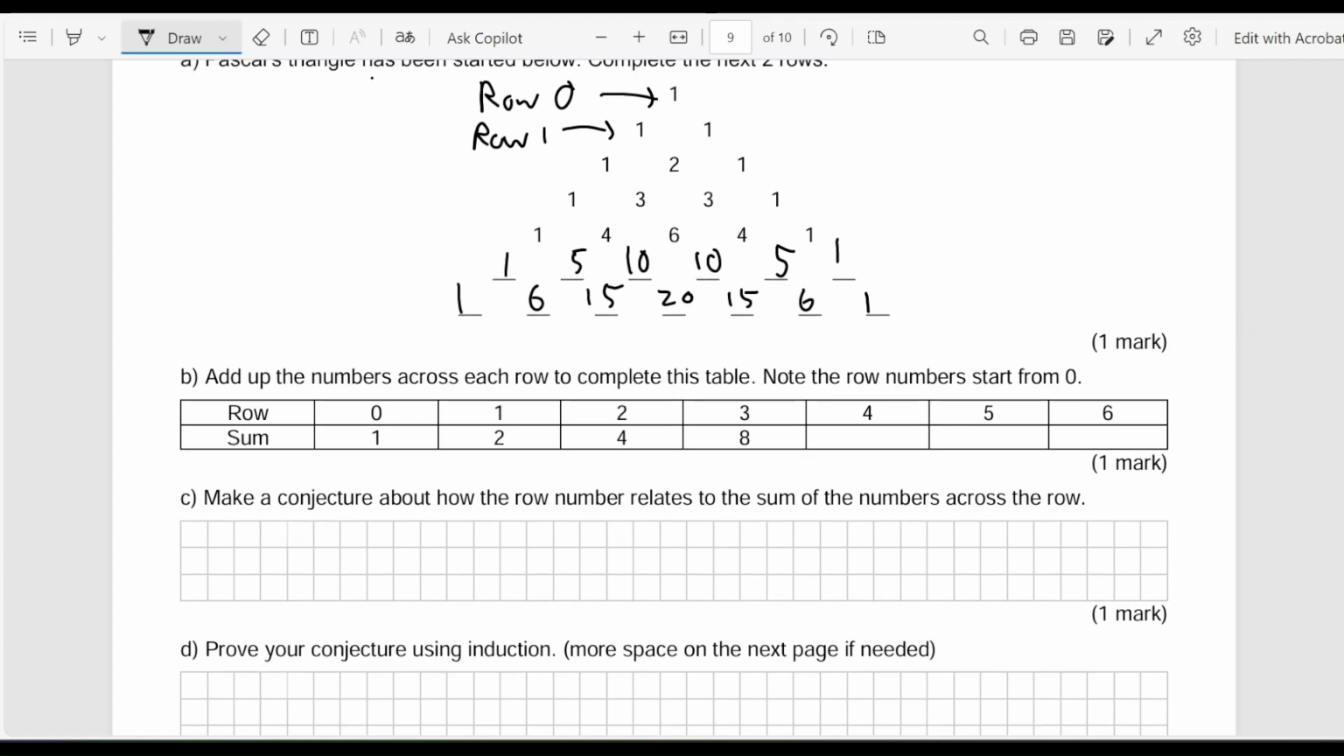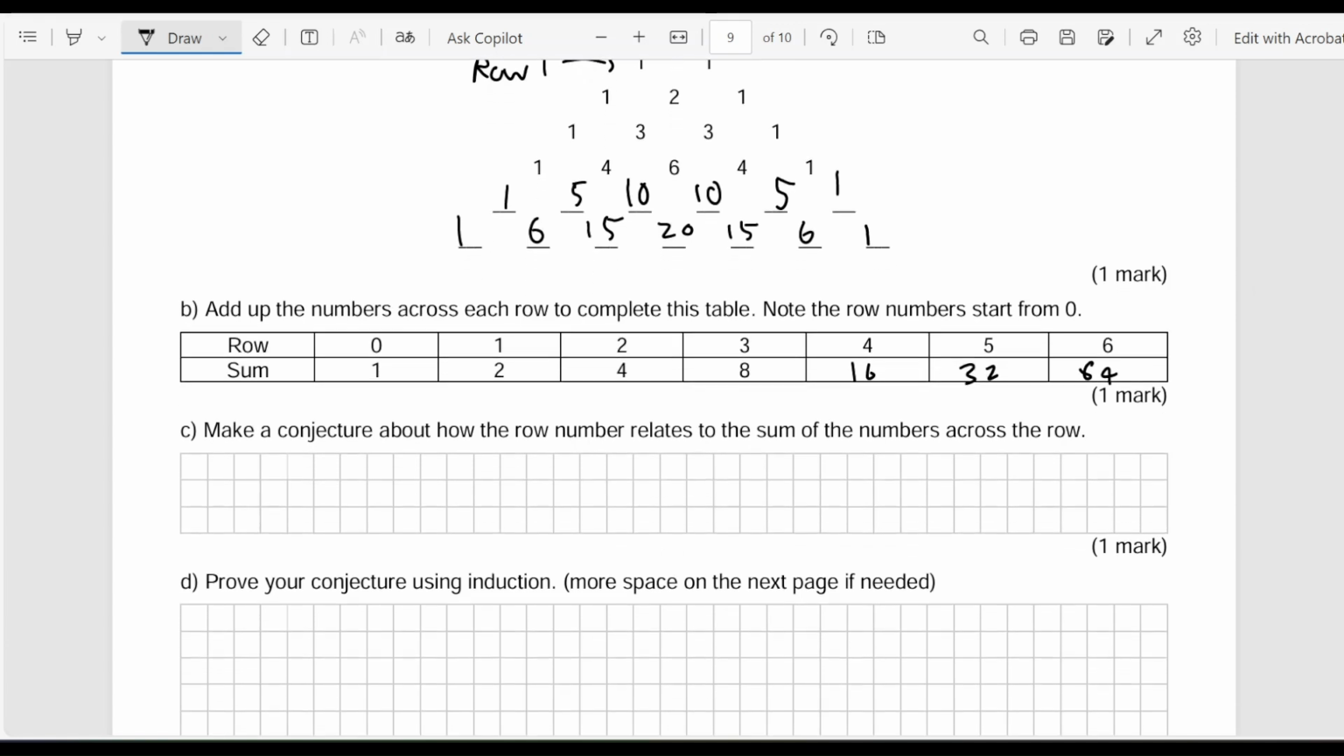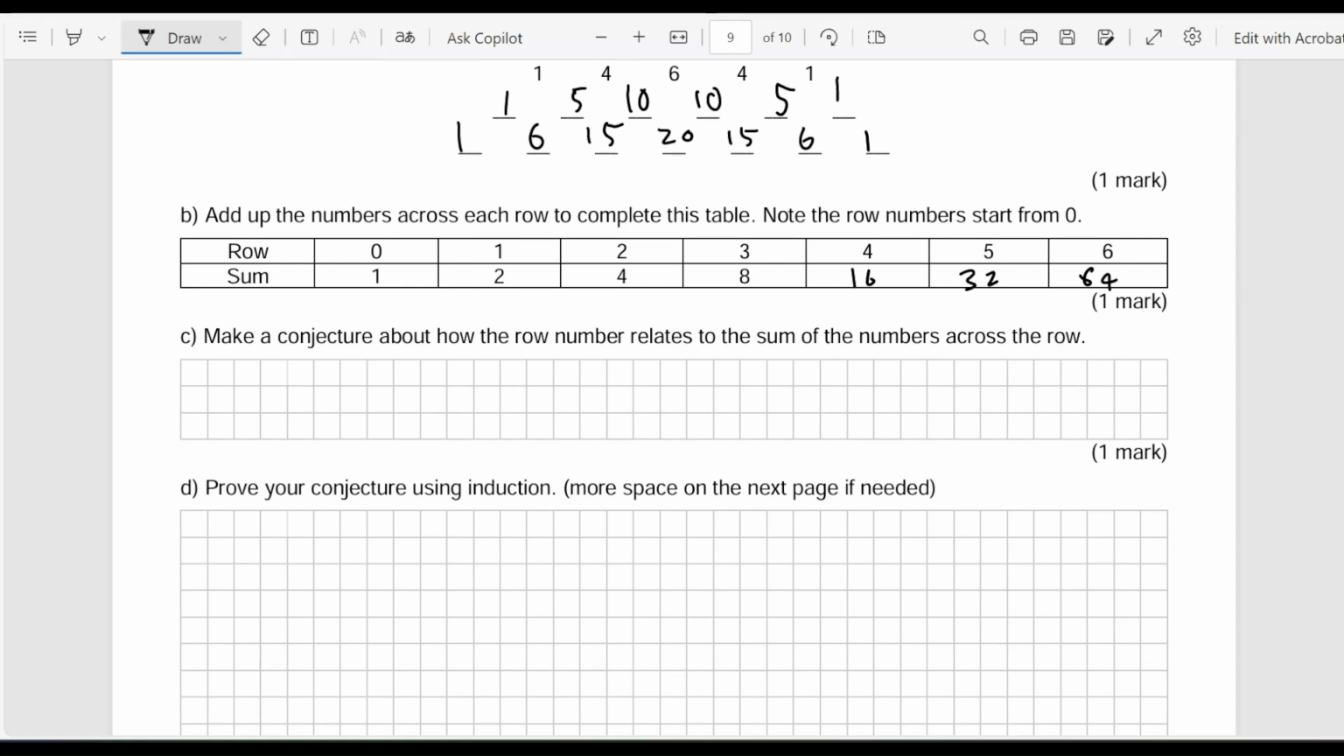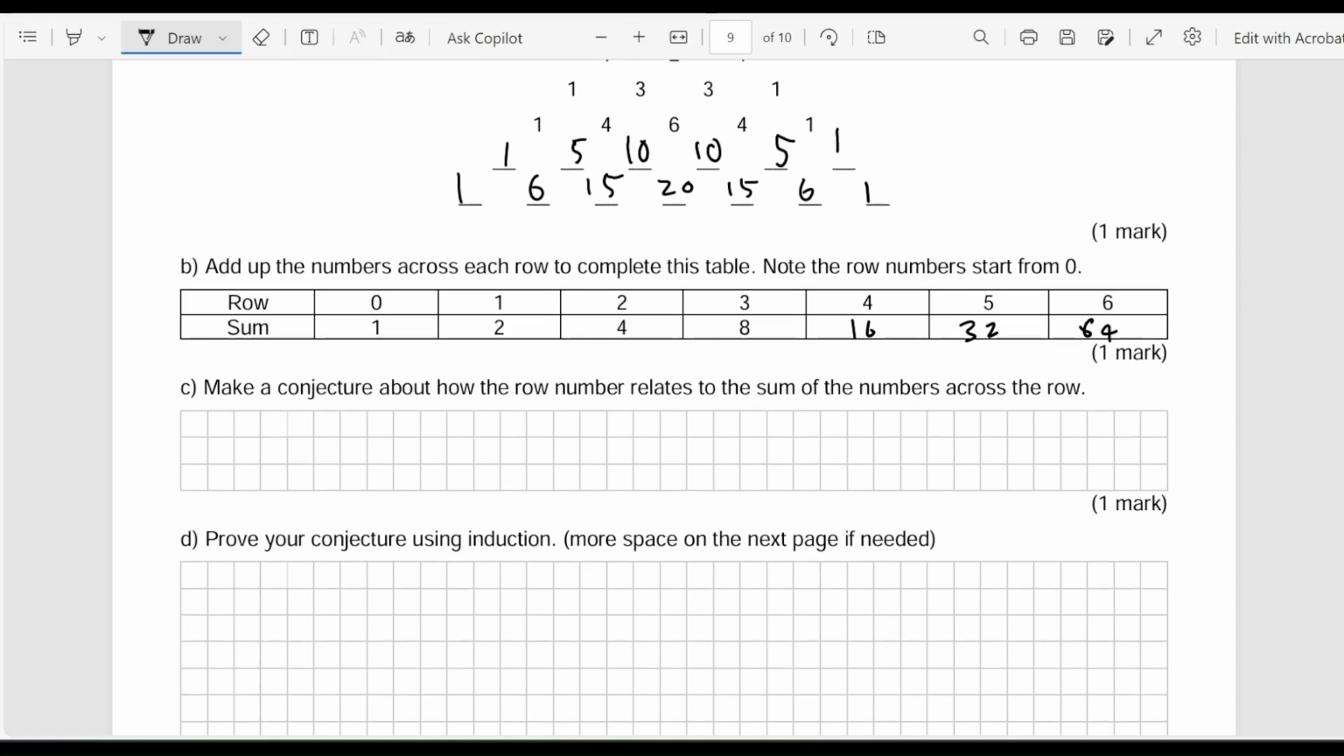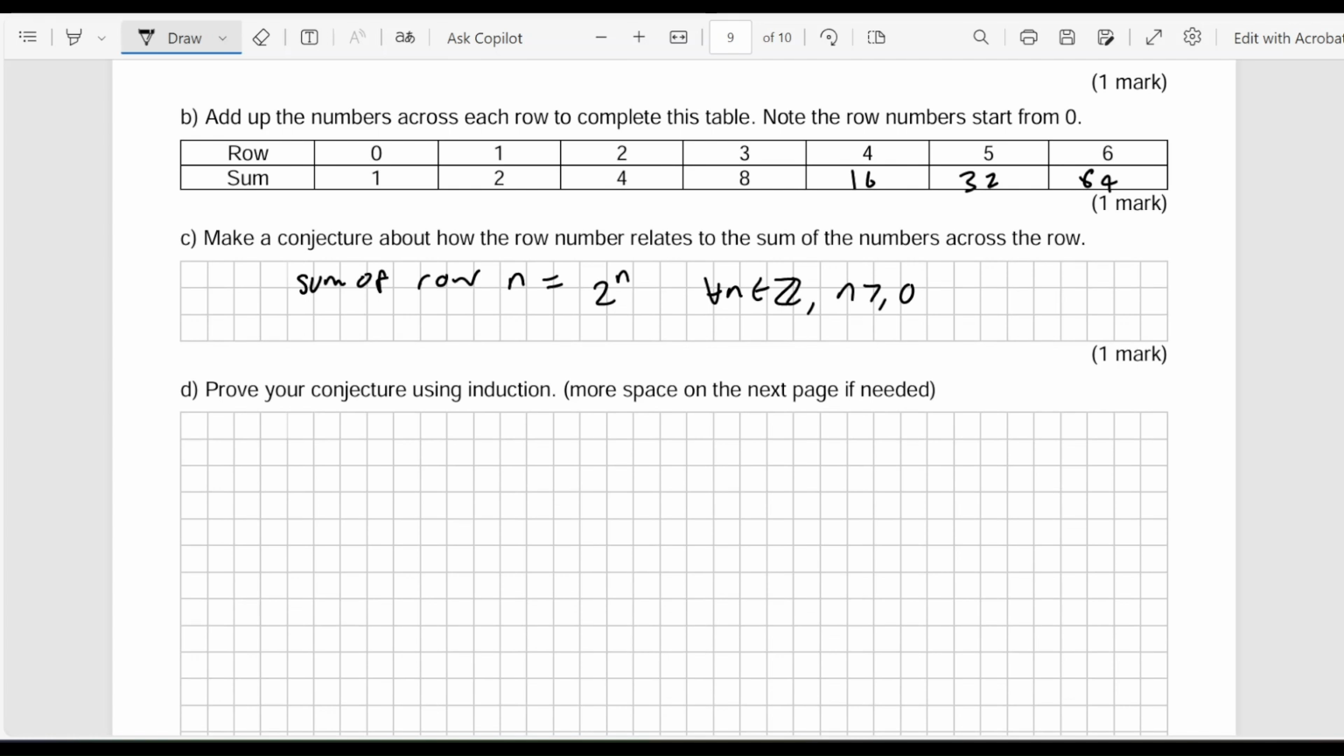All right, if we add these, 1, 4, 6, 4, and 1 gives us 16. Then the next one is 32. Then the next one will be 64 if you add them all up. Make a conjecture about how the row number relates. So sum of row n is 2 to the n, for all n in Z, n greater than or equal to 0. Prove your conjecture using induction.